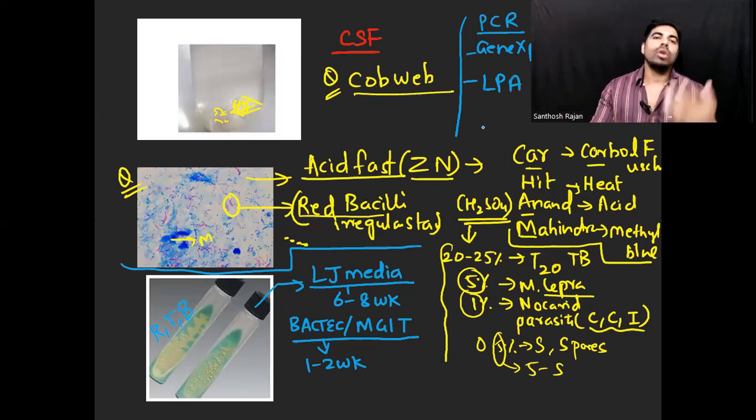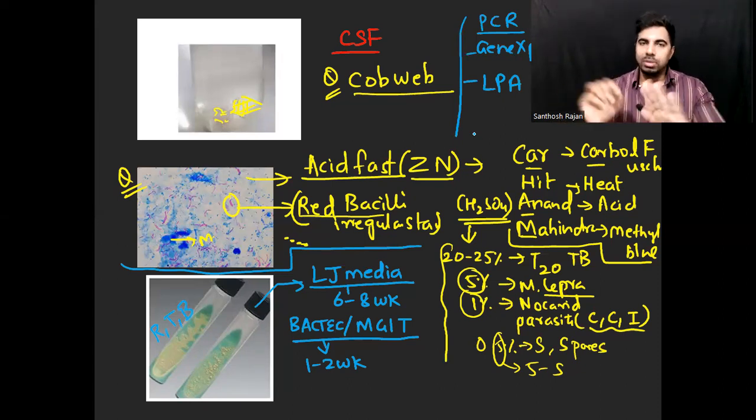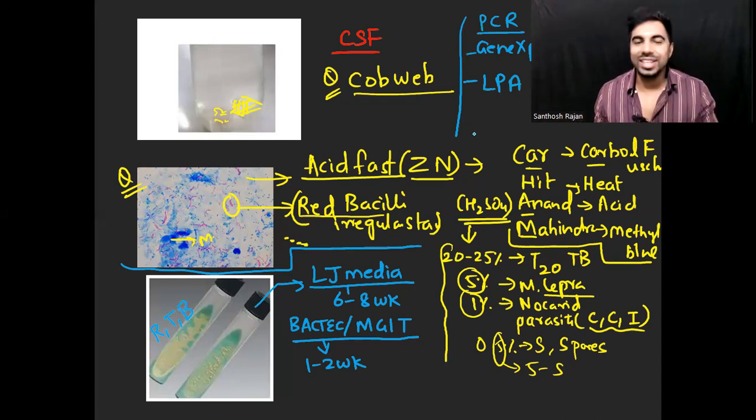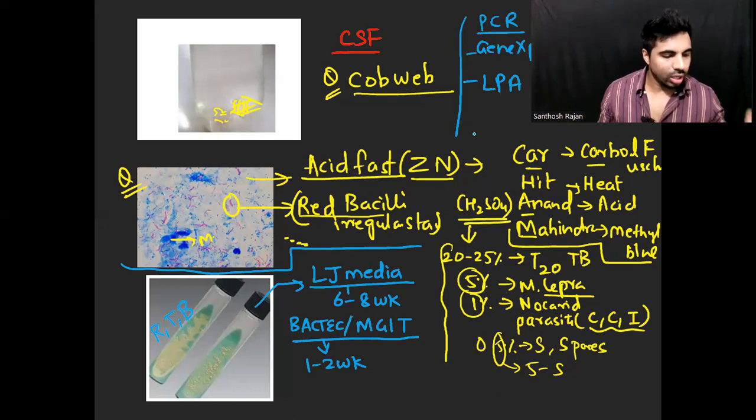Apart from that, the Mantoux test. Mantoux is basically a skin sensitivity test, a tuberculin test. It's a type 4 hypersensitivity reaction. If it is more than 10 mm, you give positive; less than 5 is negative; in between is intermediate. Less than 5, more than 10. It's a revision, so I'm not going to write everything and make you crazy. Remember these few important things.